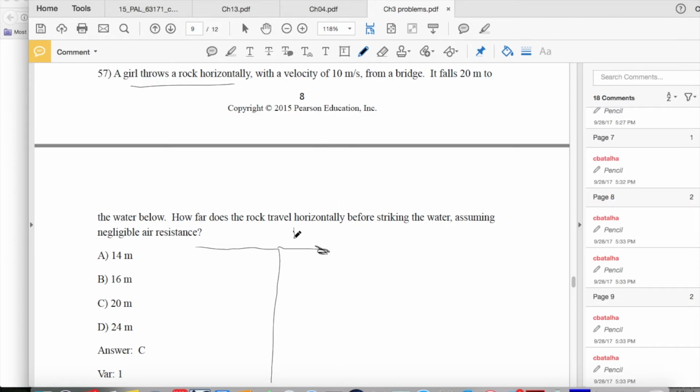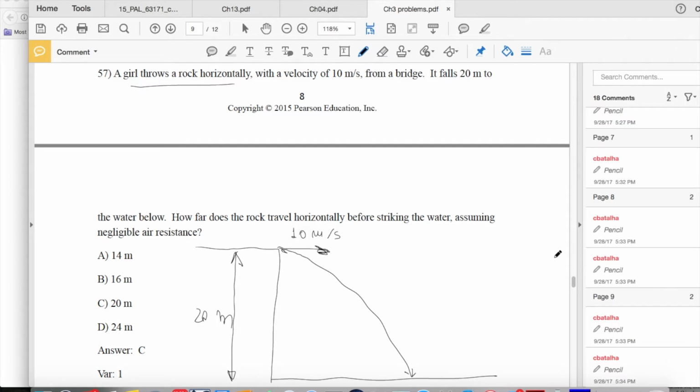With a velocity of 10 meters per second. From a bridge, it falls 20 meters to the water below. So you have water right there, and this height is 20 meters. And how far does the rock go? If you describe the path of this rock, something tangent in there, and then it goes, and then splash. It falls in the water.